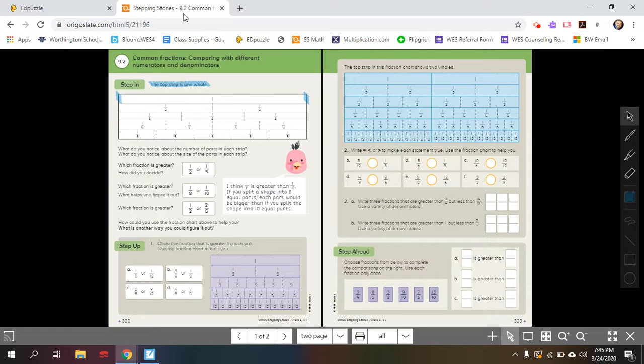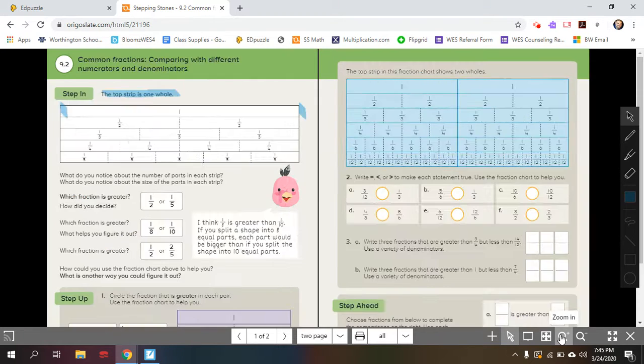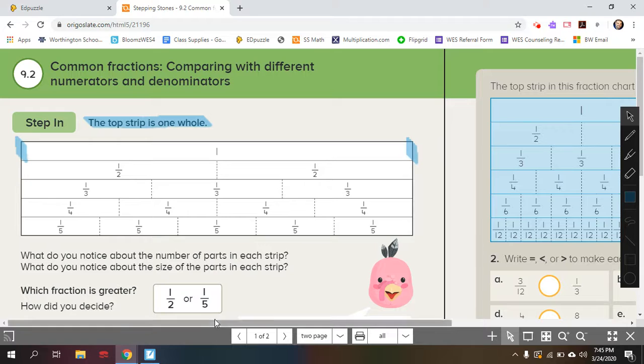All right, so explaining lesson 9.2. Obviously we're on lesson 9.2. If you have not turned to pages 322 and 323 in your workbook, please do so now. We are going to focus on page 322 to begin with, and walk through some things there.